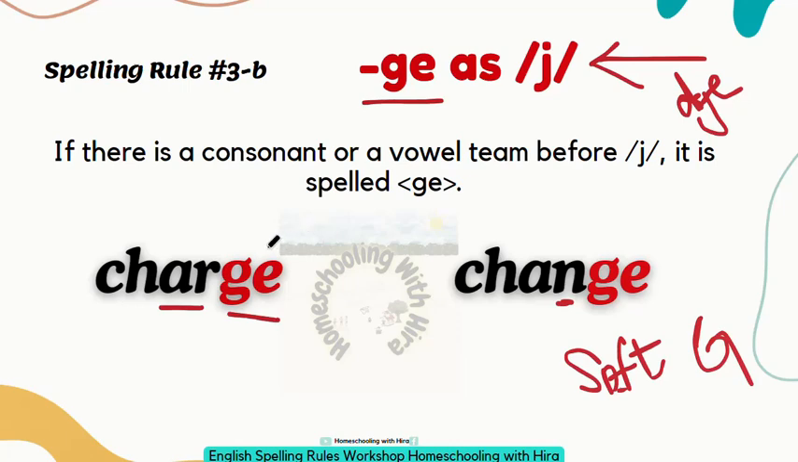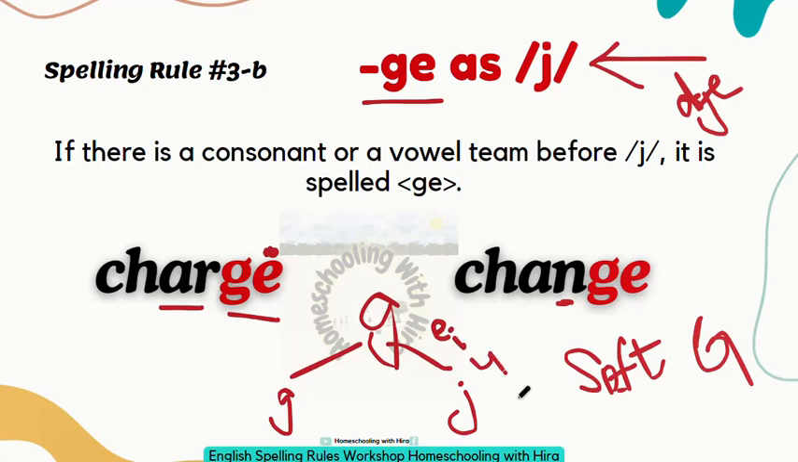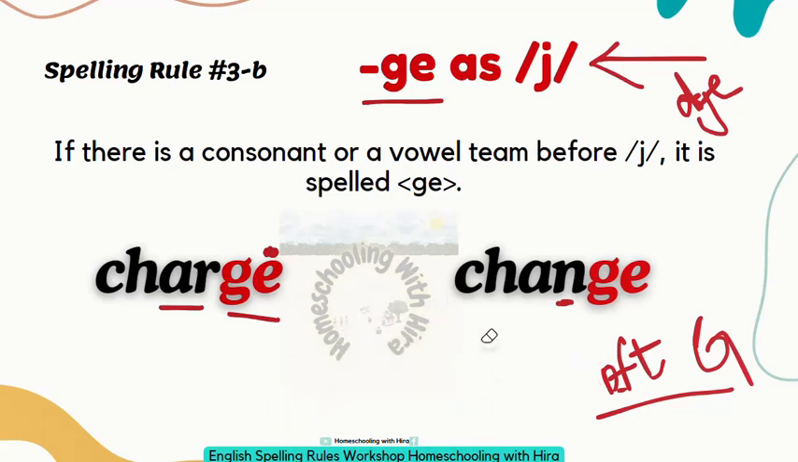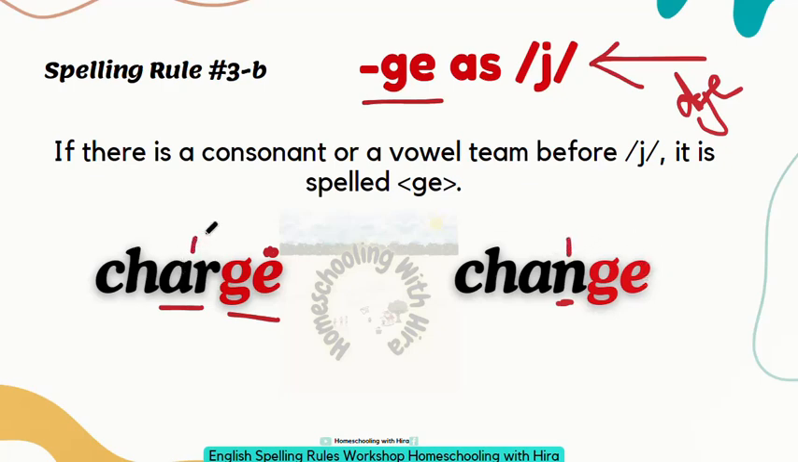This E is silent. It doesn't have its sound. It is only written here to make G say its J sound. Letter G has two sounds, G and J. It says its J sound when it is followed by E, I, and Y. We will learn this in the soft G rule part. Right now, just remember this: if your word ends in a J sound and the thing before the J sound is a consonant or any other vowel, other than the short vowel, write it with GE. Done?